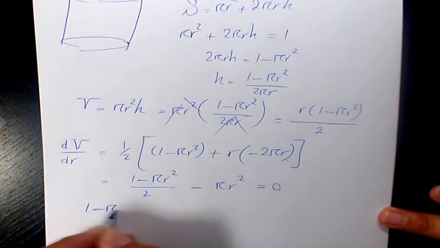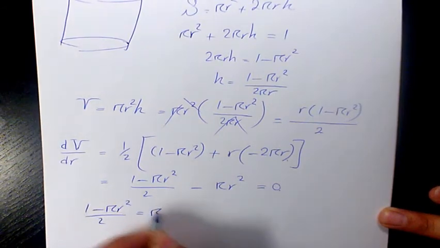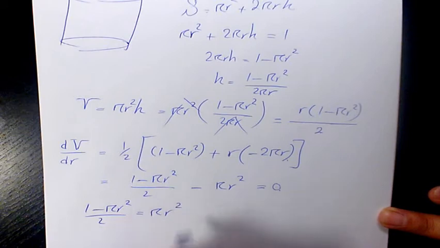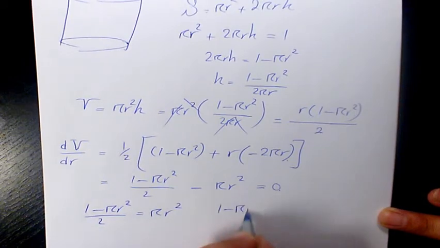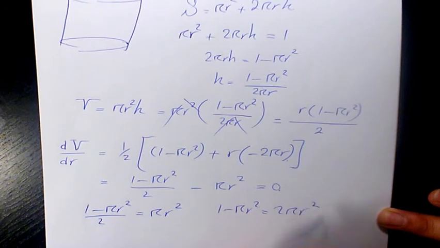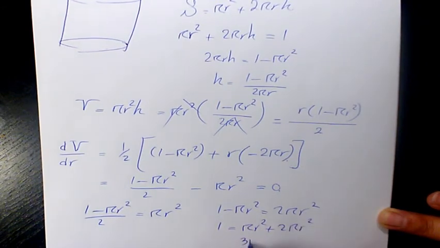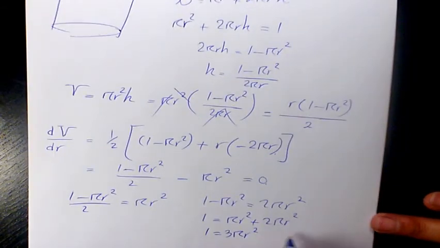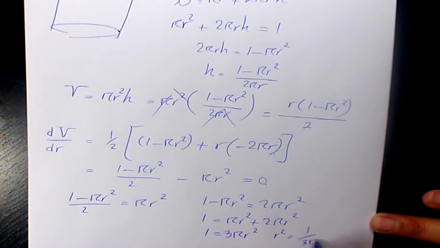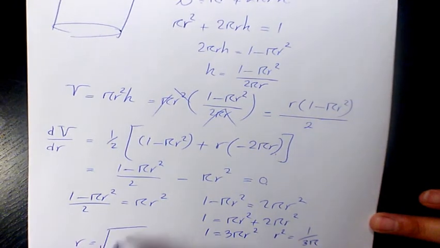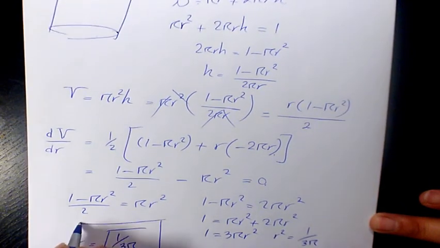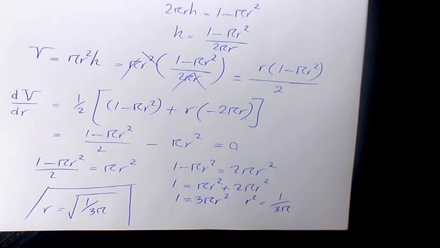So we have (1 minus pi r squared) divided by 2 equals pi r squared. So 1 minus pi r squared equals 2 pi r squared. And then we can say 1 equals pi r squared plus 2 pi r squared, which is going to be 3 pi r squared equals 1. r squared is going to be 1 over 3 pi. So r will be the square root of 1 over 3 pi. That's going to be the radius when we have maximum volume.